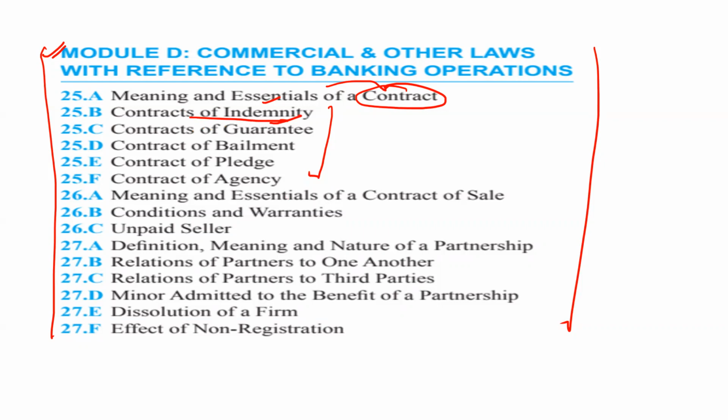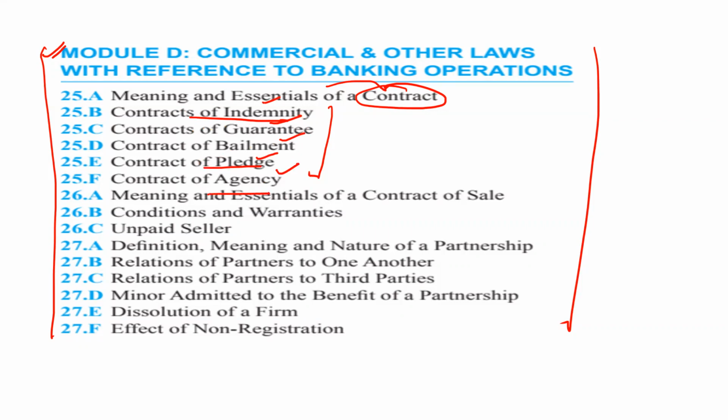Third, the contract of bailment. Fourth, the contract of pledge. Fifth, the contract of agency. Clear? So we have to discuss the different types of contract, starting with the contract of indemnity.